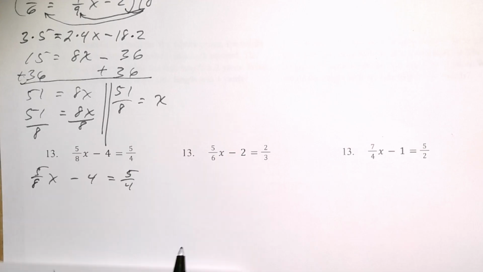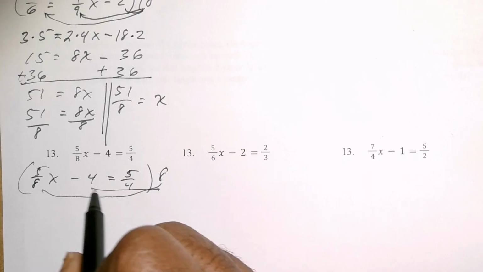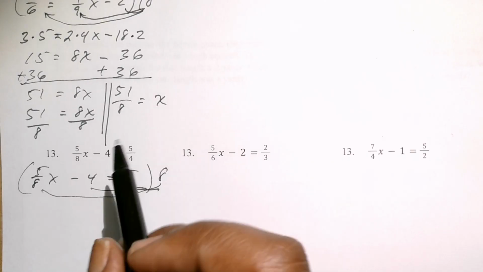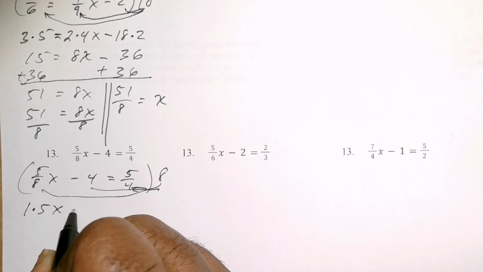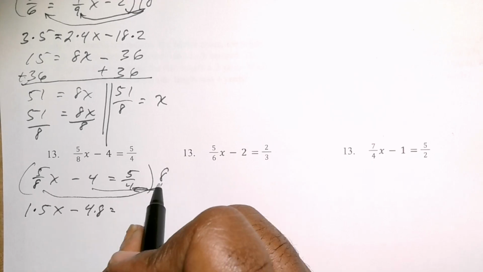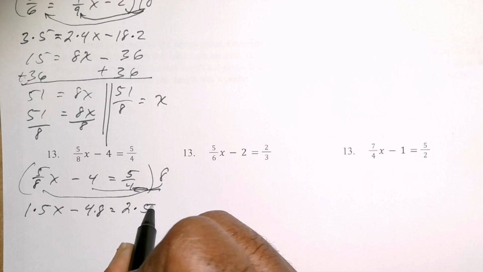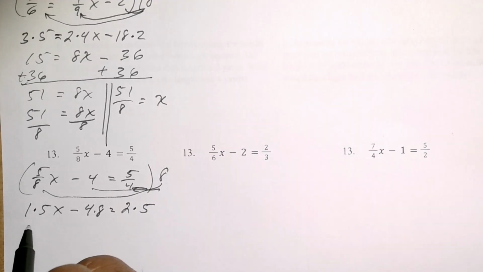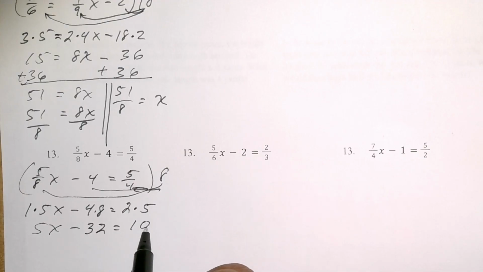Okay, so let's use 8. So multiply everything by 8. Before we do the multiplication, we'll do division. So 8 divided by 8 is 1 times 5x, minus 4 times 8. And the next one is 8 divided by 4 will be 2 times the 5. As a result, 1 times 5 will give us 5x. 4 times 8 will give us 32. And 2 times 5 will give us 10.